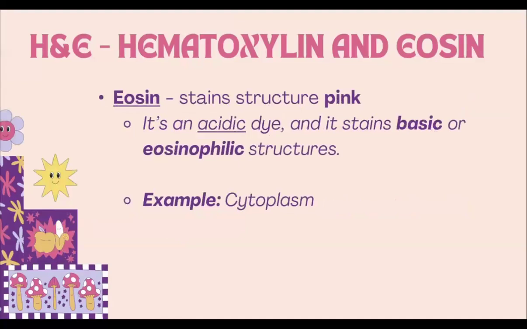And then you have eosin. Eosin stains things pink. And unlike hematoxylin, eosin is, sorry, an acidic dye. So it's going to attract to anything that's basic. Okay. And then eosin is found in the cytoplasm. So everything else besides the nucleus is what's going to be stained by eosin.